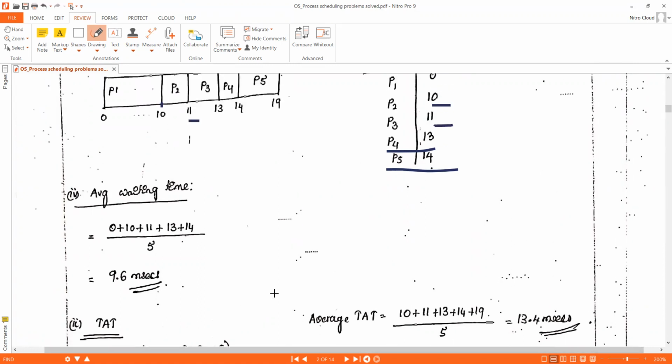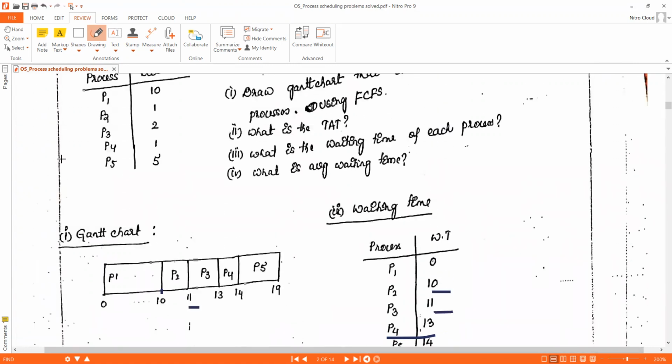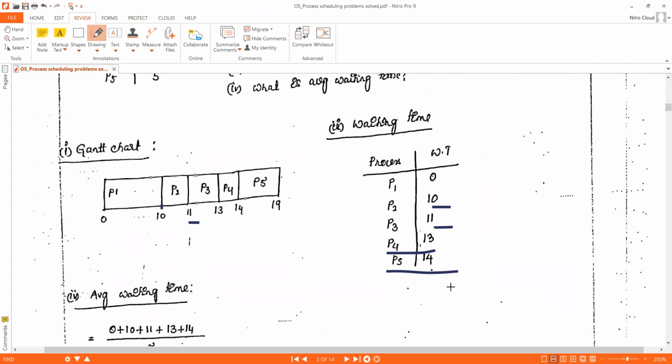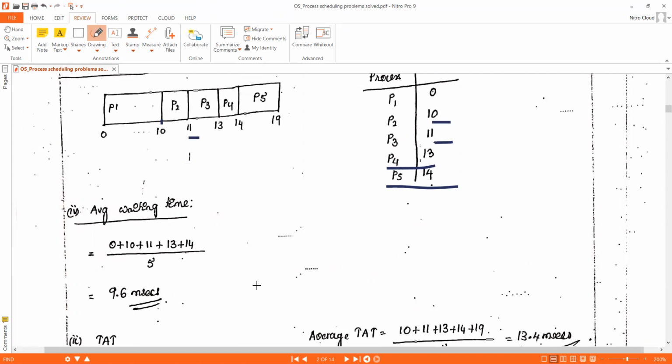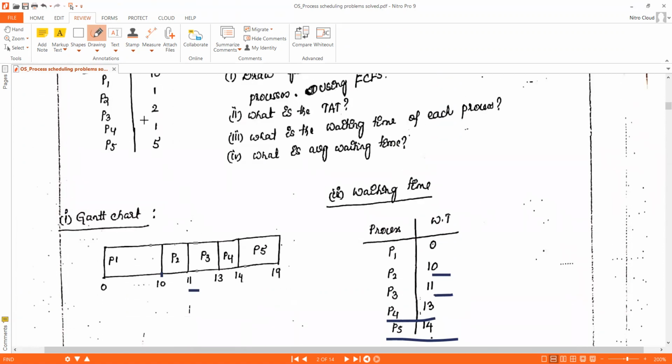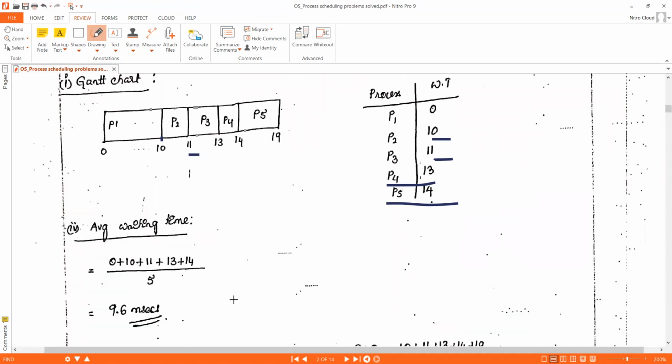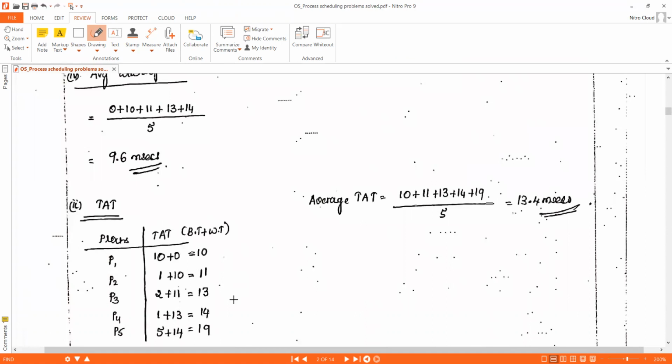Next, process 2's burst time is 1 millisecond, and process 2's waiting time is 10 milliseconds. 1 plus 10, it is 11 milliseconds, the turnaround time for process 2. Next, process 3's burst time is 2 milliseconds and waiting time is 11 milliseconds. 2 plus 11 is the turnaround time for process 3. 2 plus 11, that is 13 milliseconds, the turnaround time for process 3.